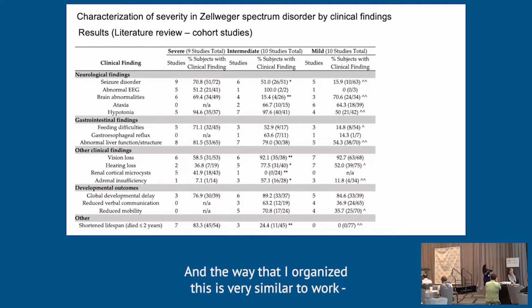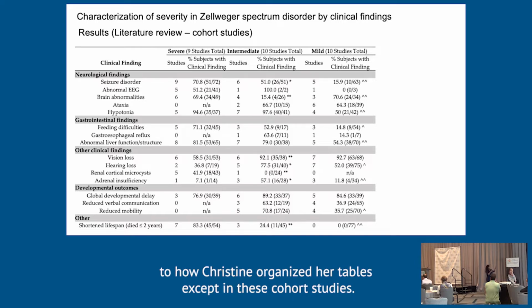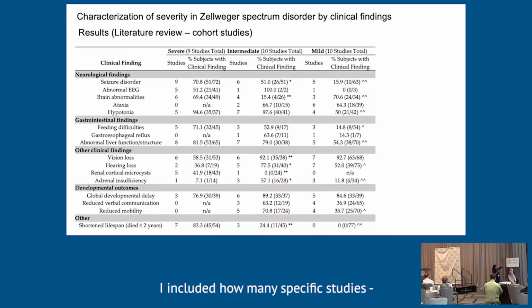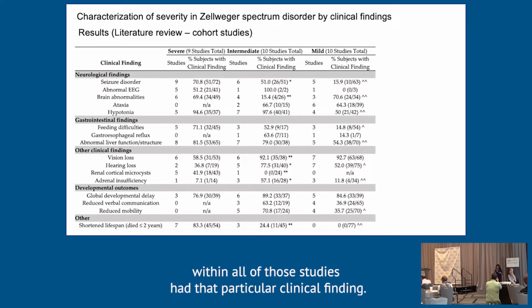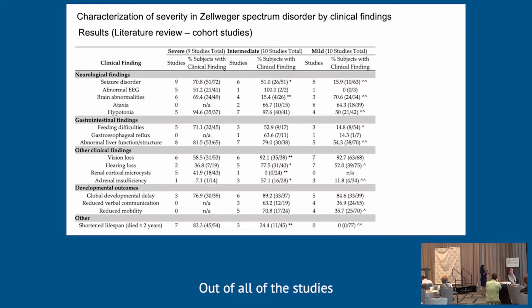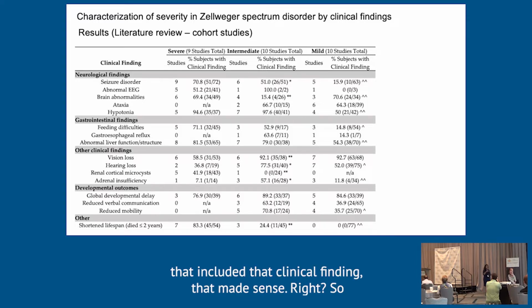And the way that I organized this is very similar to how Christine organized her tables, except in these cohort studies, I included how many specific studies included that particular clinical finding, and then reported on how many patients within all of those studies had that particular clinical finding out of all of the studies that included that clinical finding. That made sense, right?